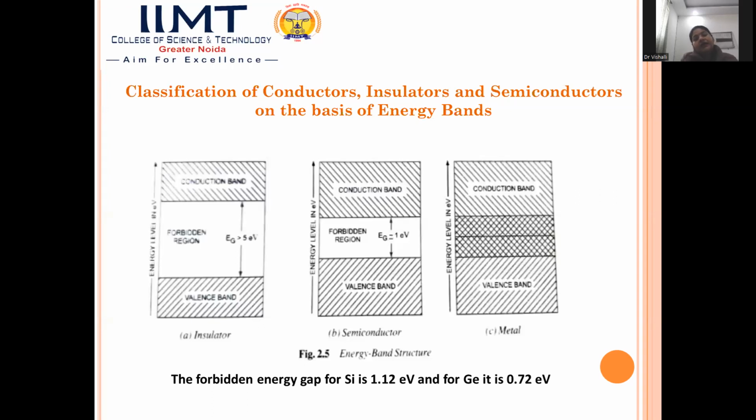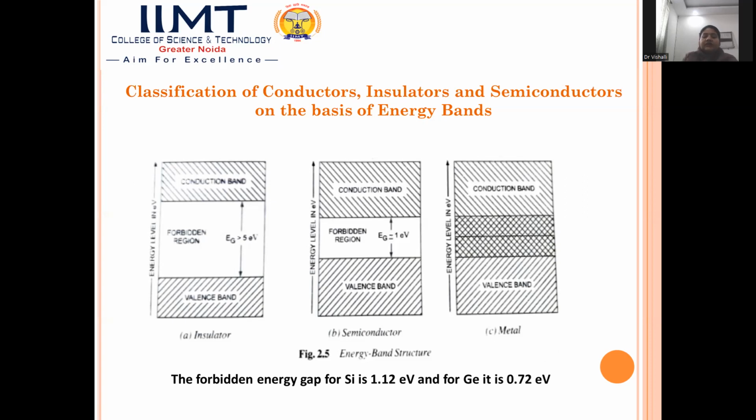Now the question is: is it possible that we somehow increase the temperature, and by gaining that energy, the electron can jump from the valence to the conduction band? Since this gap is very large, we have to increase the temperature to a very high range. If we increase the temperature above a certain range, it will lead to the breakdown of the insulator. So that is the case of the insulator.